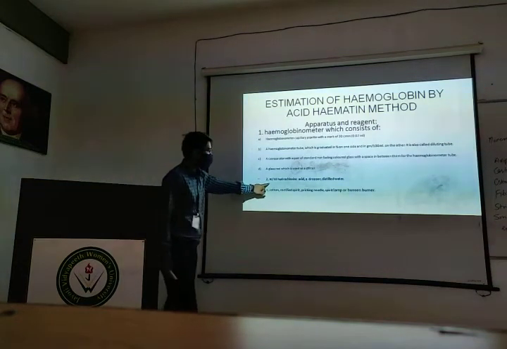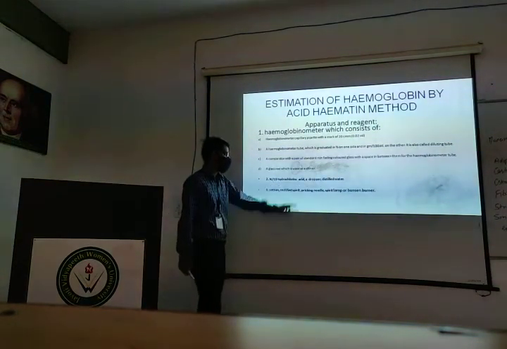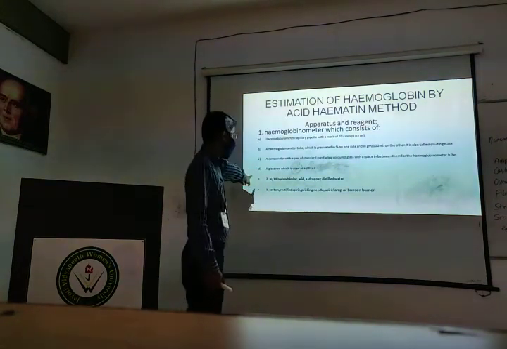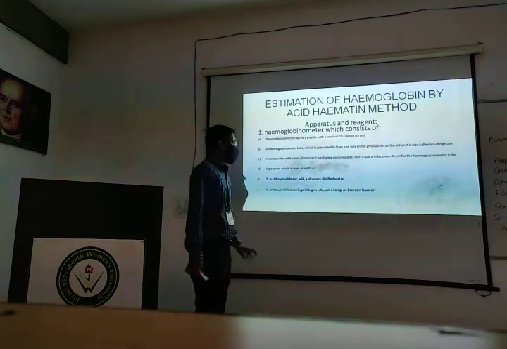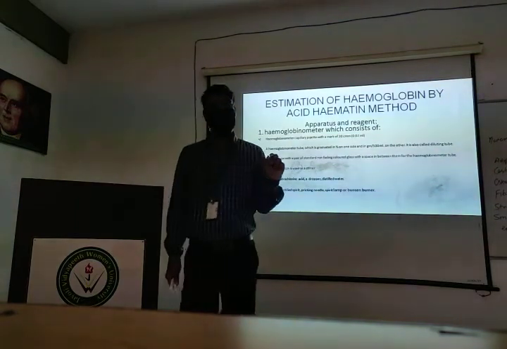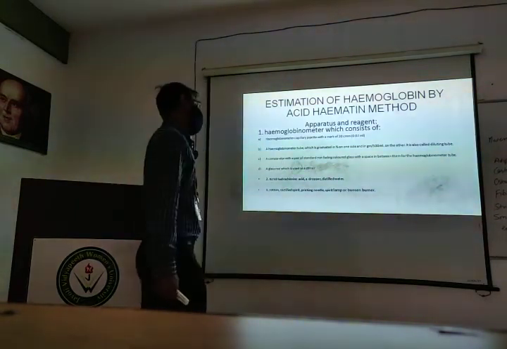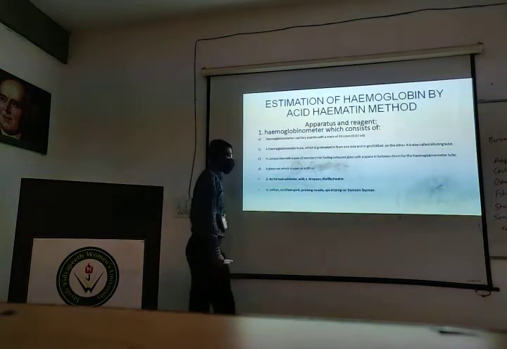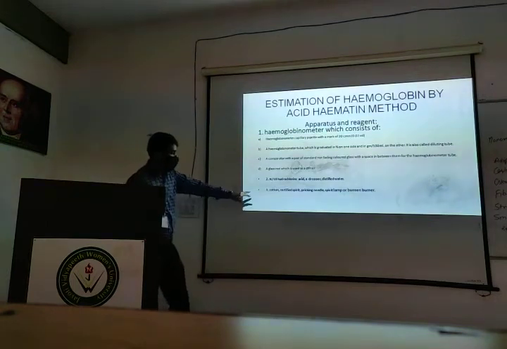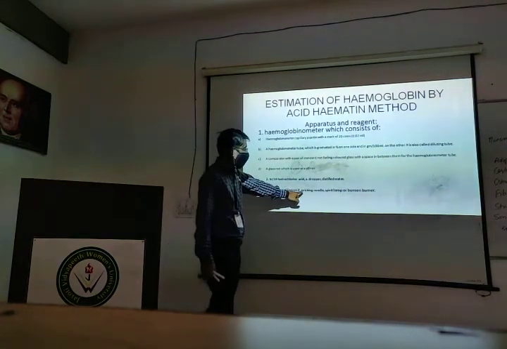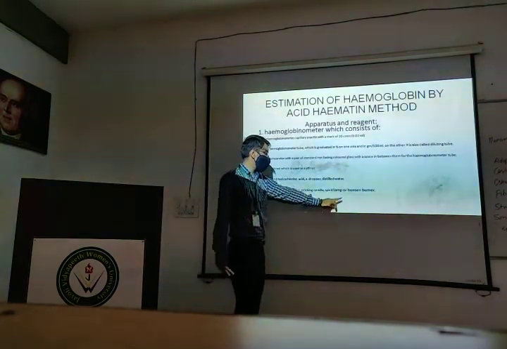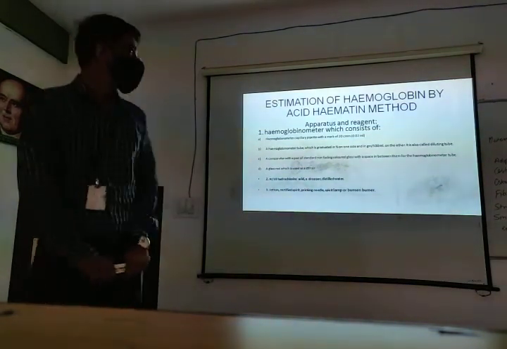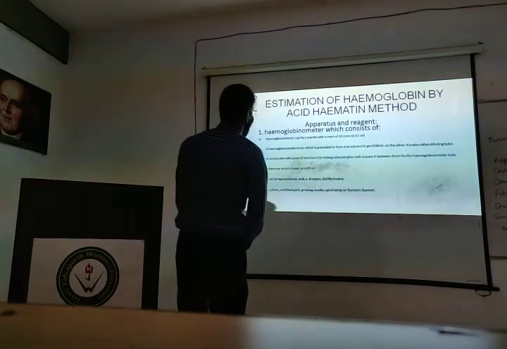Next we need N/10 hydrochloric acid, a dropper, and distilled water. The N/10 HCl is needed, and a dropper is needed to add the distilled water drop by drop. Cotton will also be needed, rectified spirit, a pricking needle or lancet, and a spirit lamp or Bunsen burner. These things are needed to do the estimation of hemoglobin.